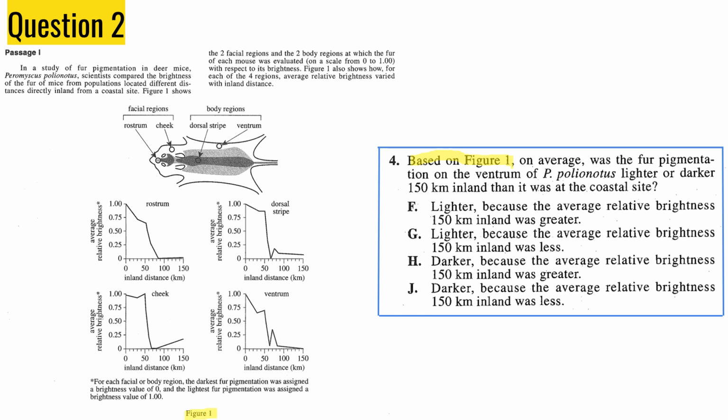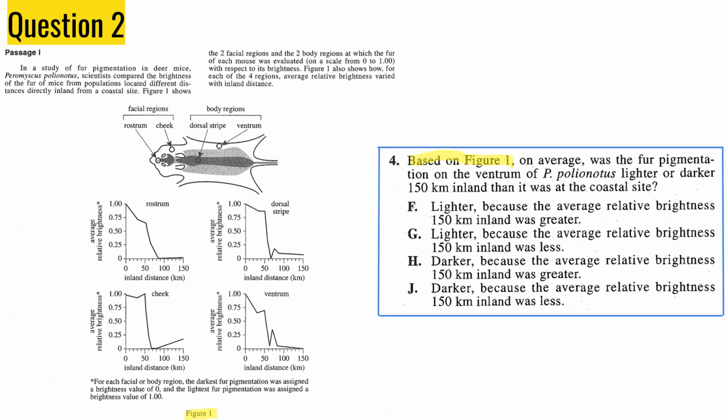So let's go ahead and read the question. It says, based on figure one, on average, was the fur pigmentation on the ventrum of this animal right here, which we know is a deer mice, and this is the correct terminology for it, lighter or darker 150 kilometers inland than it was at the coastal site, right? So maybe all those words are just a lot for you, right? So first of all, don't worry about that. We don't need to know what it is. We see that we're talking about fur pigmentation.